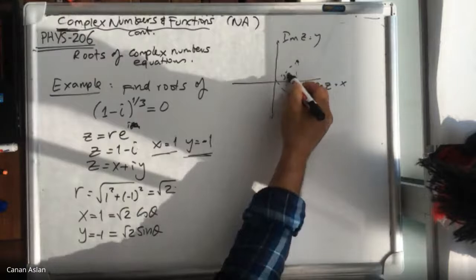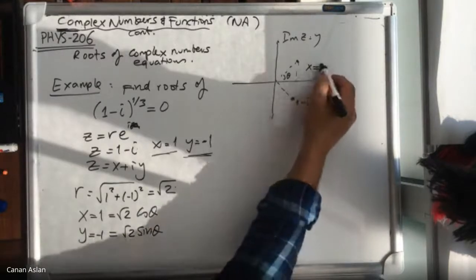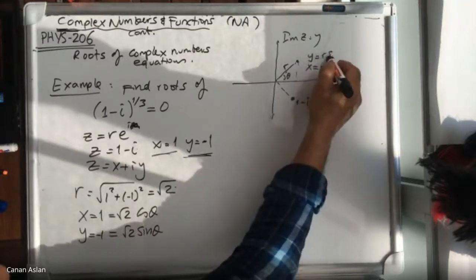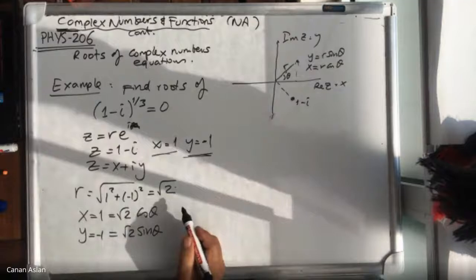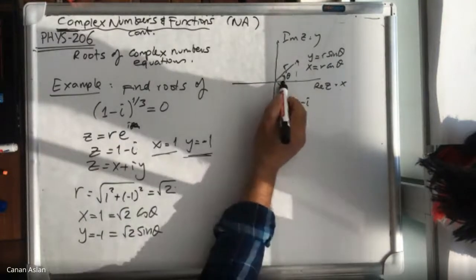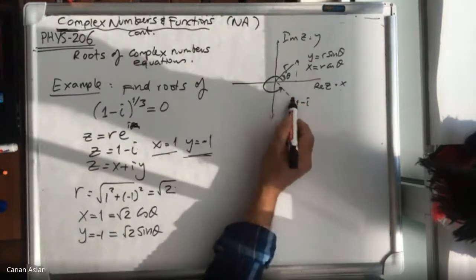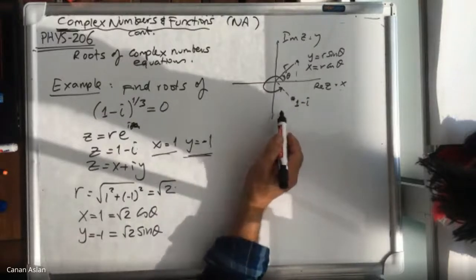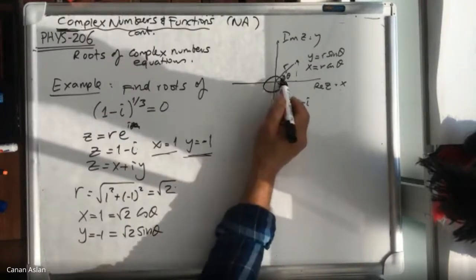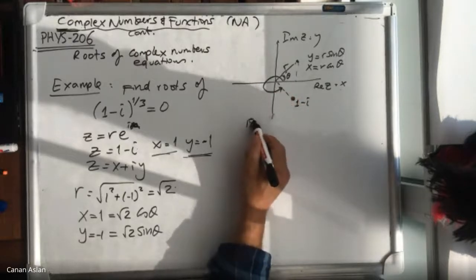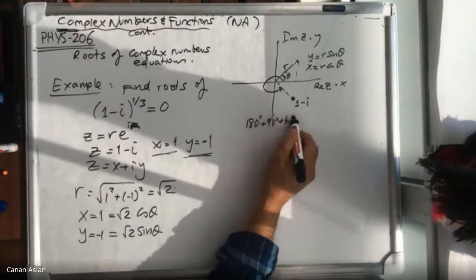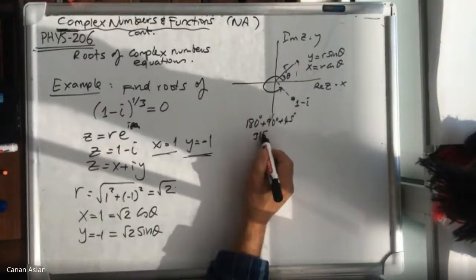So for this one, remember that this x was r times cosine theta, where r is the radius, and y was r sine theta, okay? In this case, we have different x and y values, but this is not the angle, the angle is this one, because the r point is right there. 1 minus i is in the fourth quadrant. So this angle, as you see, is 180 degrees, plus another 90 degrees, and then plus another 45 degrees. So it turns out it's 315 degrees, okay?